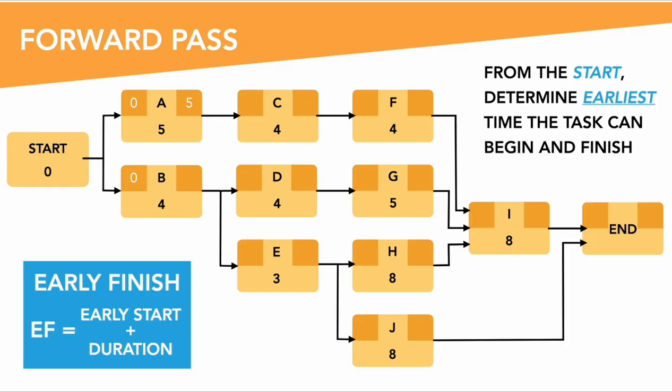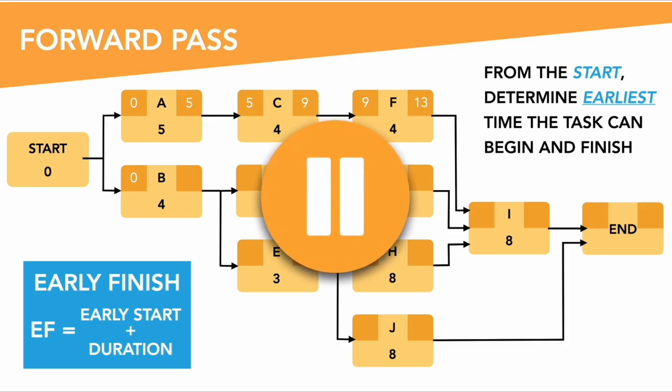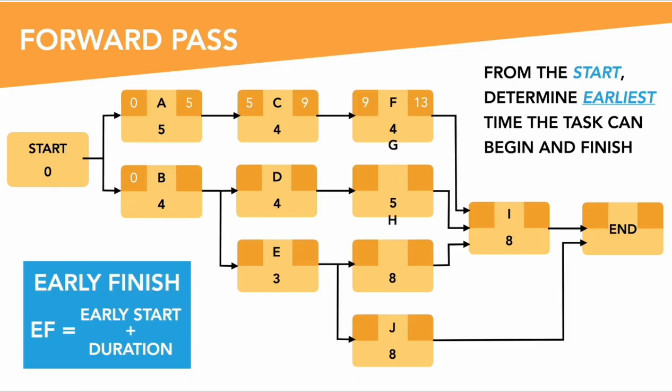Now, look at C. C can only begin after A is finished. Therefore, the earliest start is 5 days. Add 4 days, which is our estimate of C, and we will get 9. Moving on to F, we take 9, transpose it over as the early start of F, plus 4, and we get 13. We have to pause here because to go to I, we have dependencies with G and H.